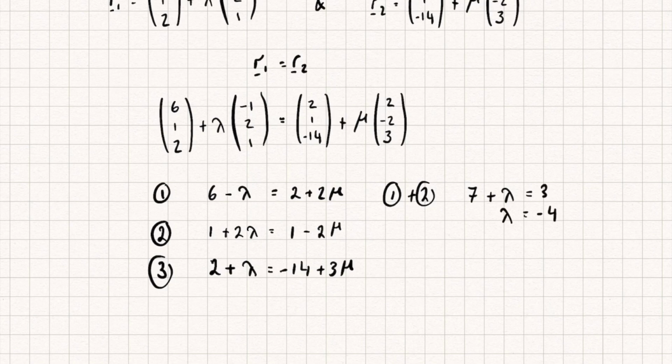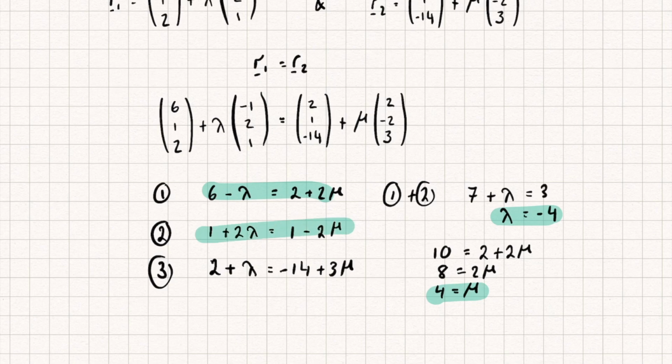Let me now substitute that into, say, equation 1, and we get 6 subtract -4 is 10, and that's equal to 2 plus 2 mu. Subtract 2 from both sides, we get 8 is equal to 2 mu, and divide both sides by 2, and we get mu is equal to 4. Okay, so now we have our solutions for lambda and mu, and we know that they work for equations 1 and 2.